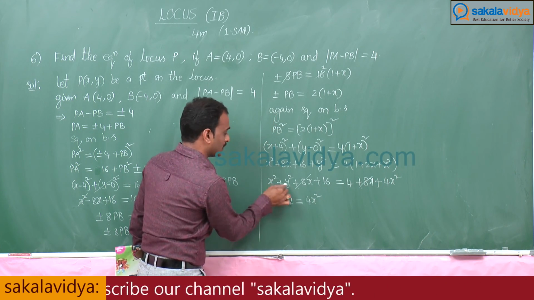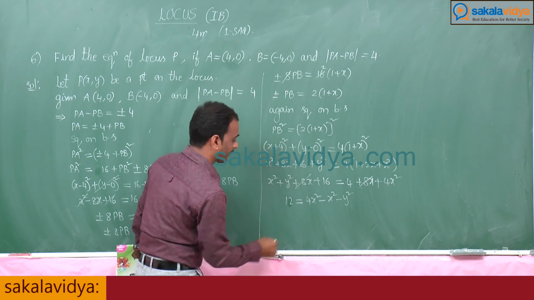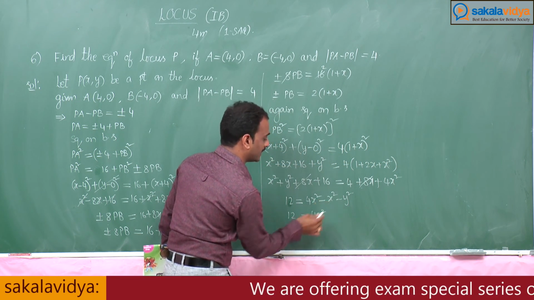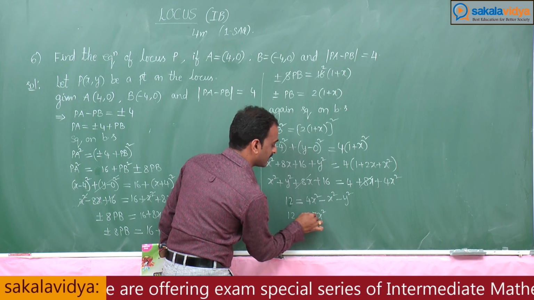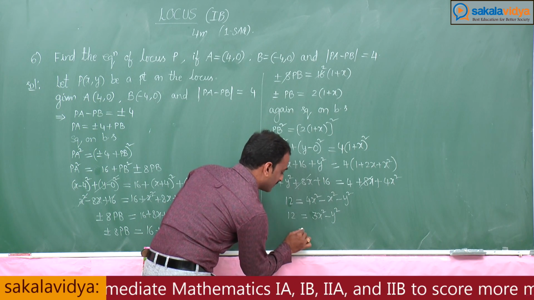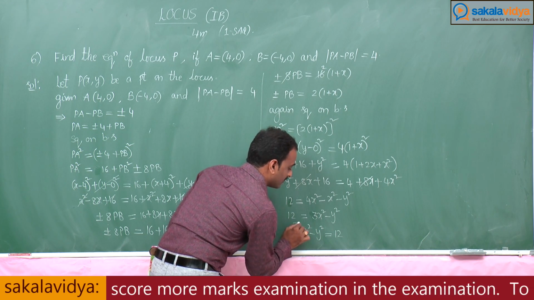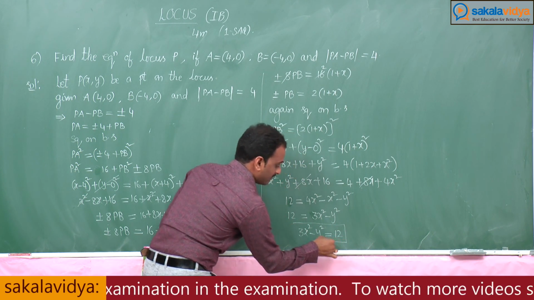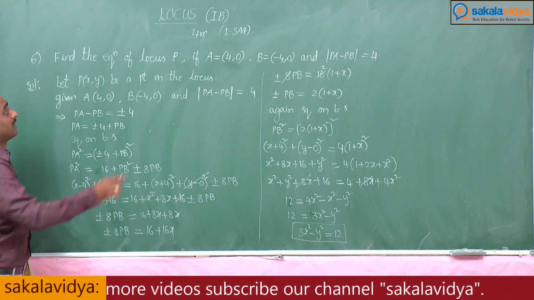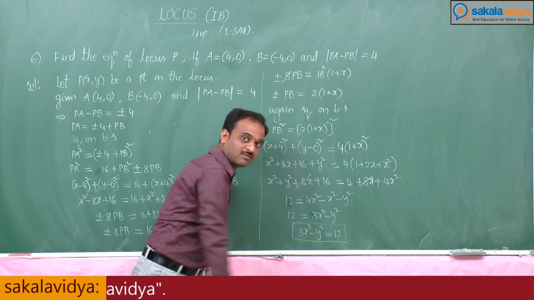I write these two terms onto the RHS. So, minus x square minus y square. 12 is equals to 4x square minus x square, that is 3x square minus y square. Just one step to write: 3x square minus y square is equals to 12, which is our required equation of locus P. So according to the given condition, the required equation of the point is 3x square minus y square is equals to 12.